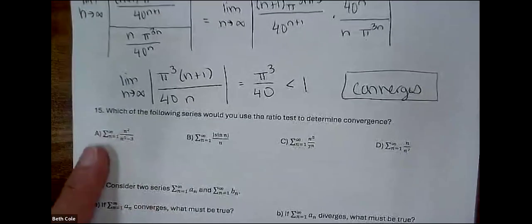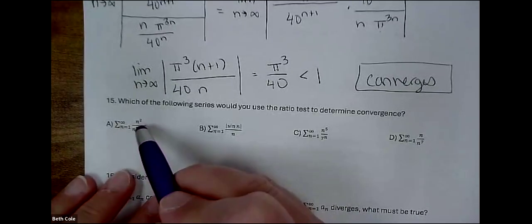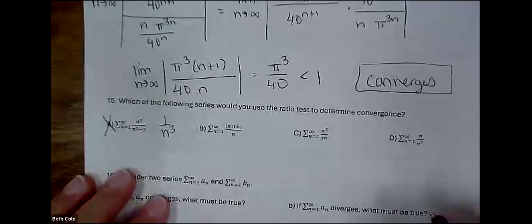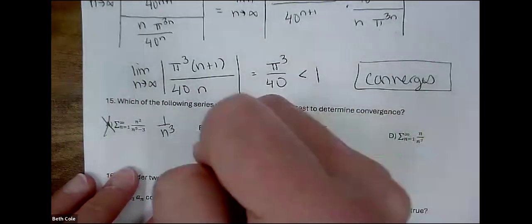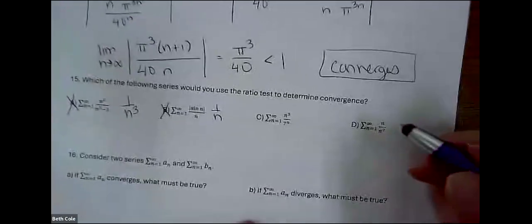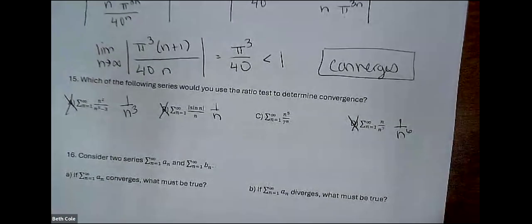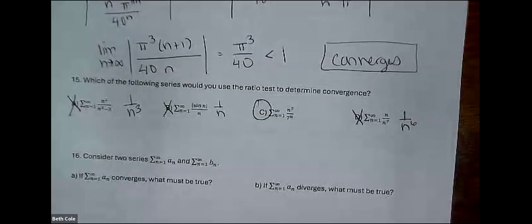All right, which of the following would you use the ratio test for? This one you would do a comparison test. You would compare to 1 over n cubed, and you would be like, oh, that's a p series. This one you would compare to 1 over n, again, p series, or that's the harmonic series. This one you would compare to 1 over n to the 6th. So those would all be a really simple comparison test. This is the one where you would need a ratio test.